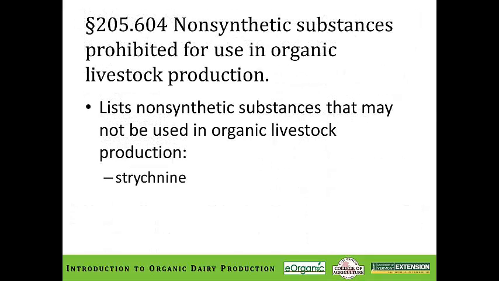So then we're going to move on to a much shorter list. 205-604 is the list of non-synthetic substances which are prohibited for use in organic livestock production. And at this point, the only thing on this list is strychnine.